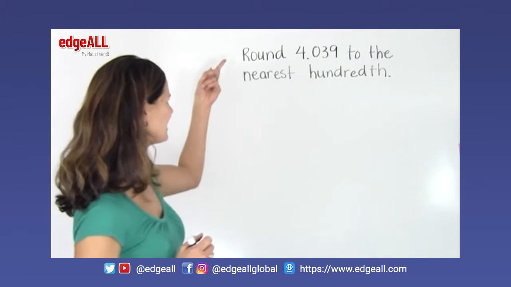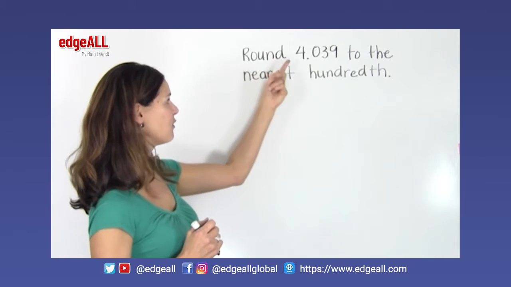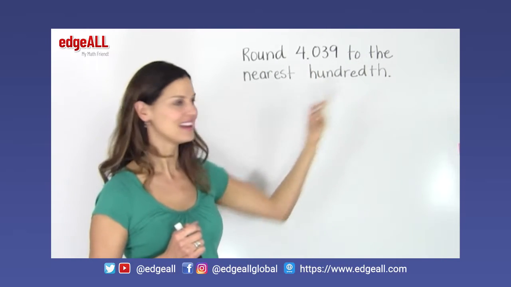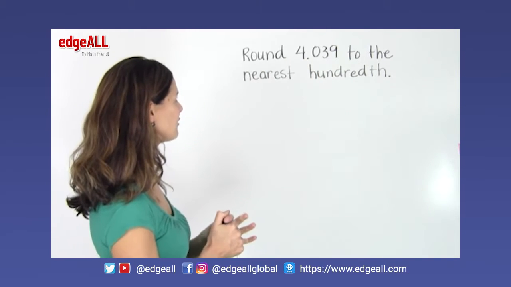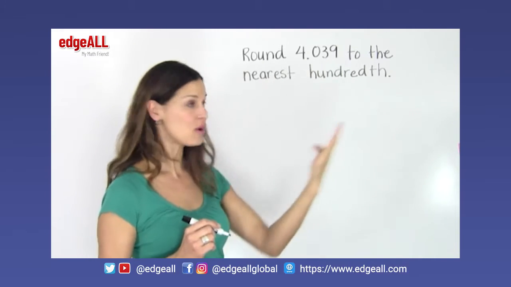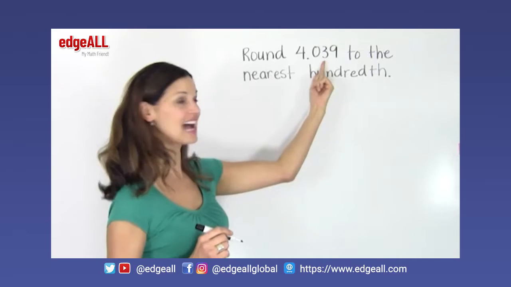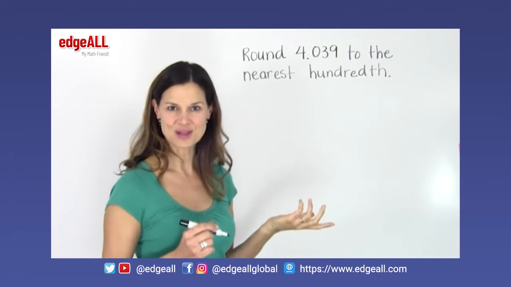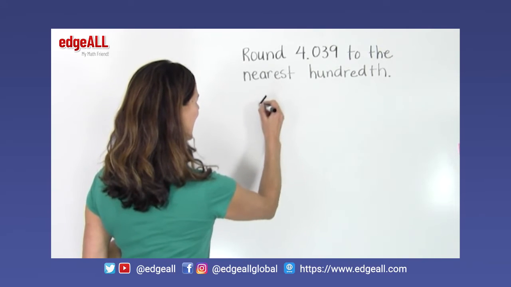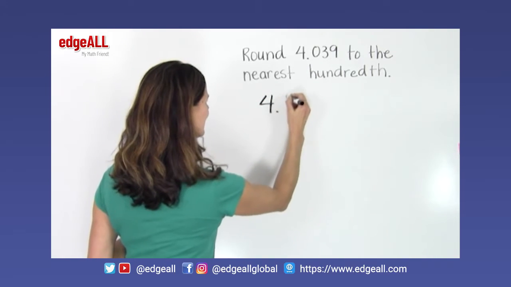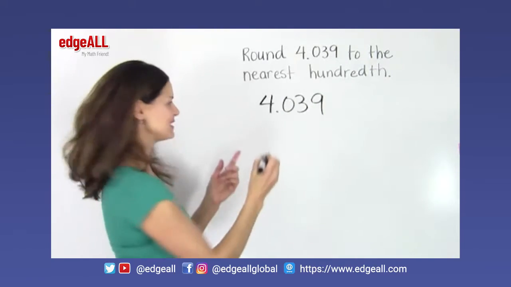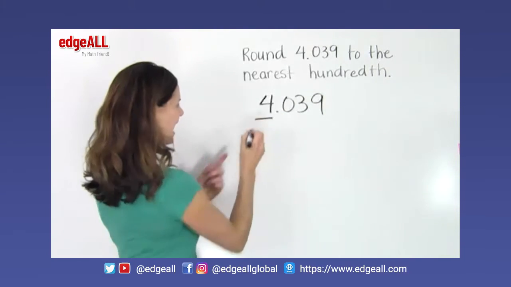Let's look at an example here: round 4.039 to the nearest hundredth. So if our gas cost $4.039 per gallon, we want to round that down to the nearest hundredth, which is what we use for dollars and cents. So first we want to begin by looking at the place values of our number. Let's do a little review on that.